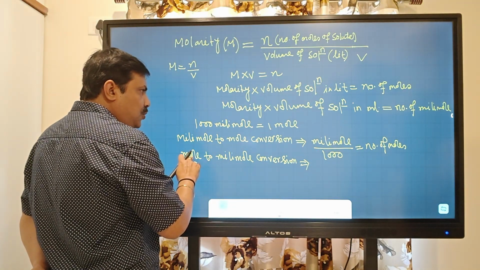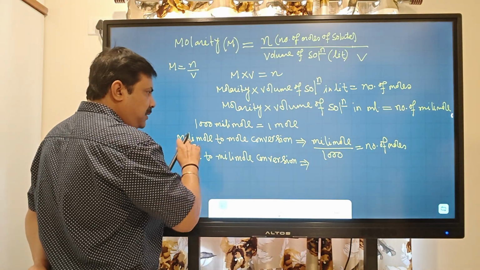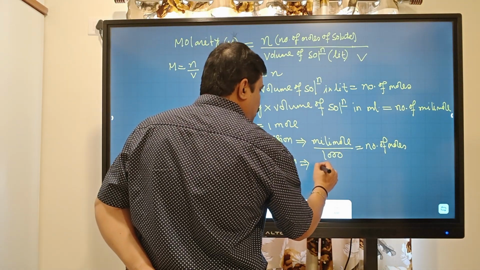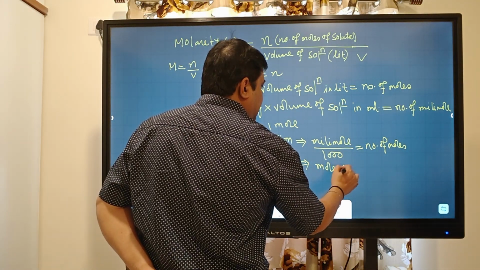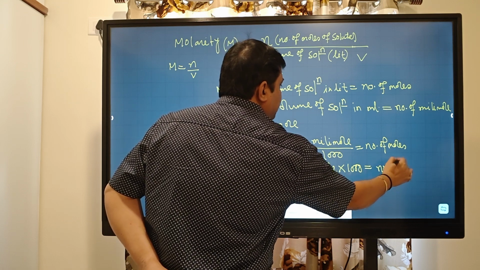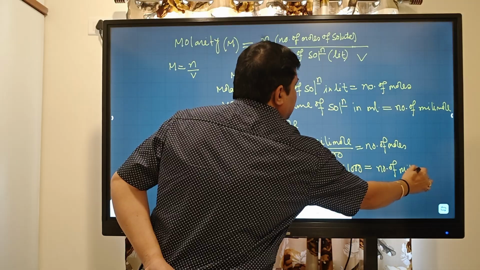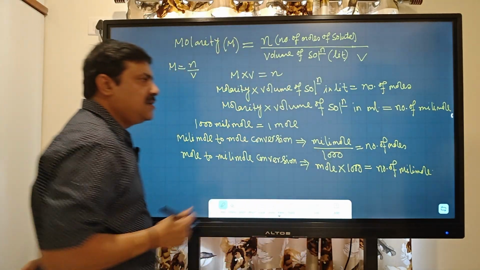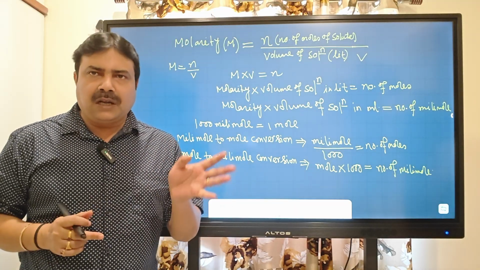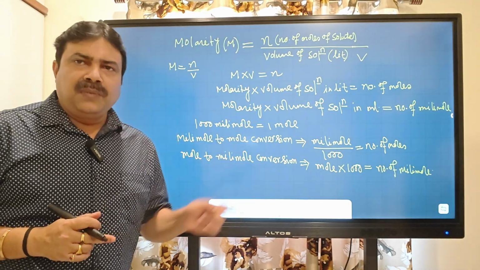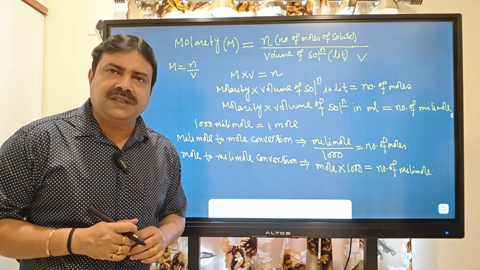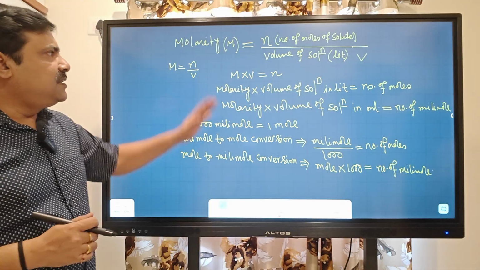Now mole to millimole conversion. Previous one was millimole to mole; now mole to millimole. So what you have to do? Whatever mole is there, multiplied by 1000 will be equal to the number of millimoles. Is it clear? As simple as that, whatever millimole is there, simply divide by 1000, you will get the number of moles. Whatever number of moles is there, multiply by 1000, you will get the number of millimoles.